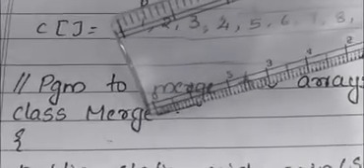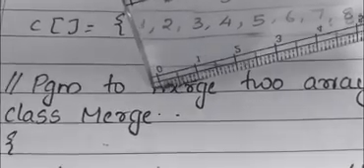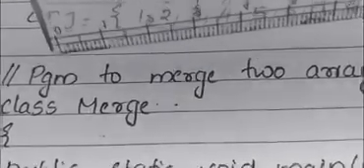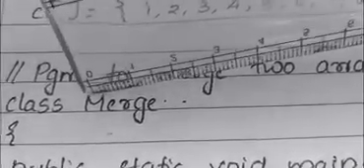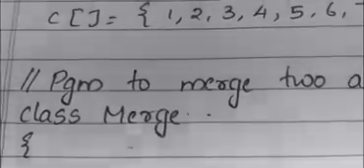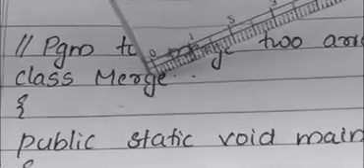Okay. Here is the beginning of the class Merge. We didn't import any package because we are not using any special classes or special statements in this program. All of this comes under the default package in Java, java.lang, isn't it? The java.lang package is the default package. Clear? So the name of the class is Merge, then the opening of the class.